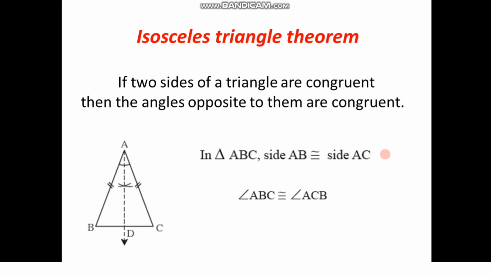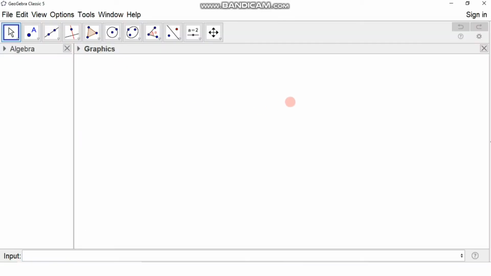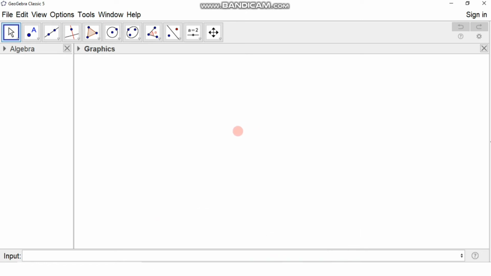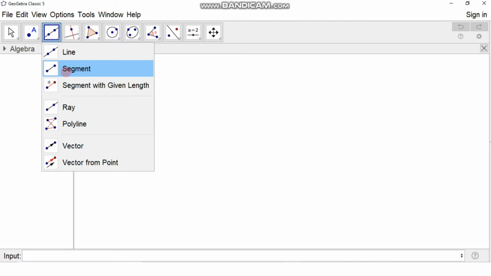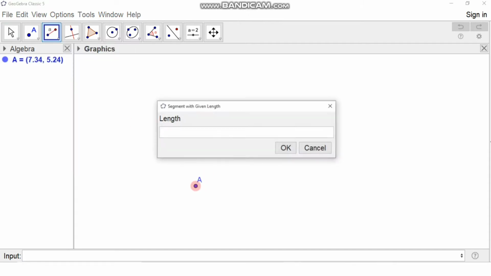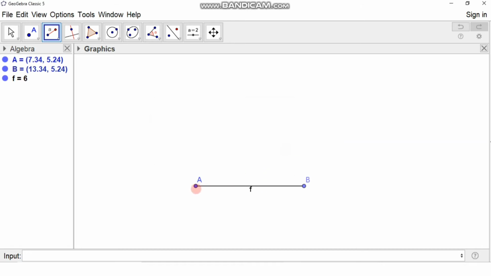So for that, let us move to GeoGebra interface. This is the GeoGebra interface. We have to verify isosceles triangle theorem. For that, first of all, we should draw isosceles triangle by geometric construction. So let us have the base of isosceles triangle. Let us draw a base of one segment. Let it be 6 units. So this is segment AB, which we will treat as a base of isosceles triangle.